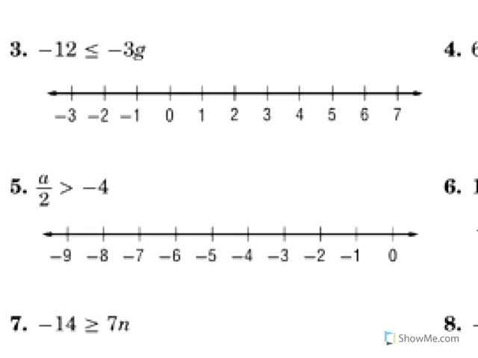Now, take a look at number 3 on the top left. It says negative 12 is less than or equal to negative 3g. Now, in this problem, you notice you're going to be moving negative 3 to the other side. It currently says times negative 3, so you're going to get rid of that by dividing by negative 3. But you'll notice, hey, I'm now dividing by a negative.